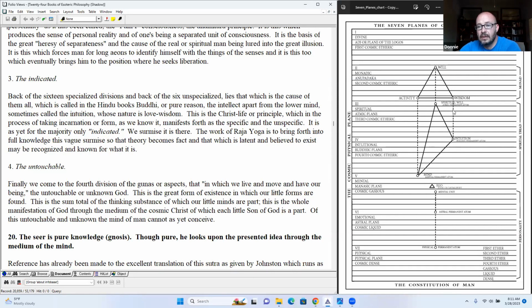Now, if we follow this up, it's taking us right to love wisdom. This also being love, the second aspect of love wisdom, intuition. Okay. This is the Christ life or principle, which in the process of taking incarnation or form as we know it, manifests forth as the specific and the unspecific. It is as yet for the majority only indicated. We surmise it is there.